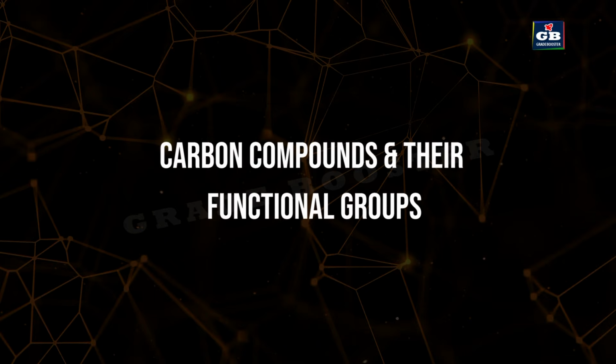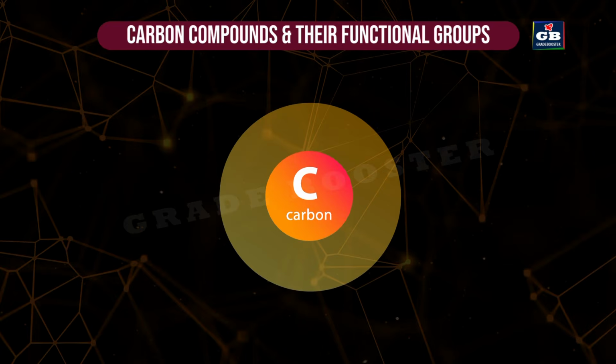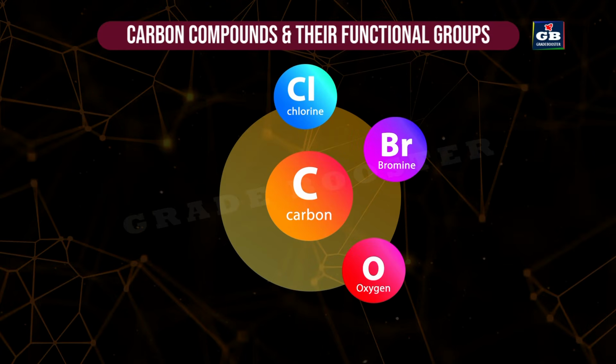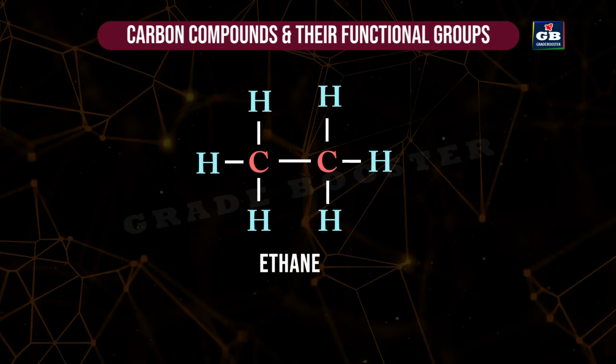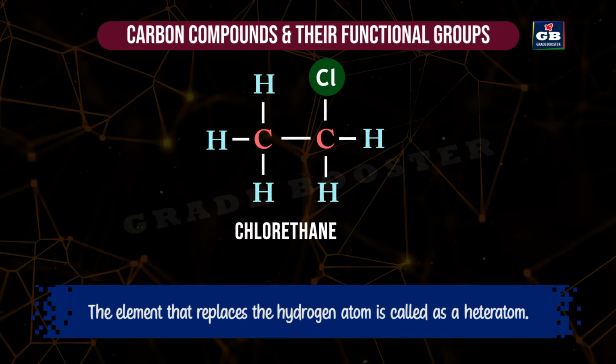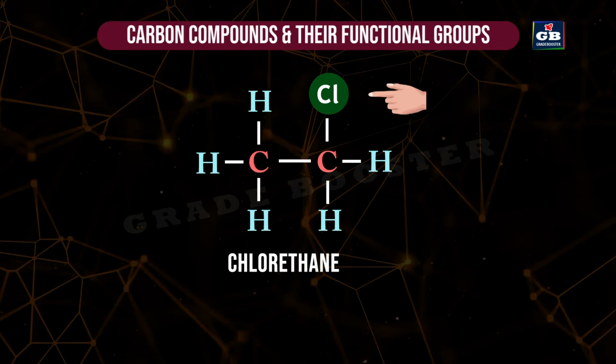Carbon compounds and their functional groups. Carbon can form bonds with other elements like chlorine, bromine, oxygen, nitrogen and sulfur and forms new compounds. New carbon compounds are formed when a hydrogen atom of the hydrogen-carbon chain is replaced by an element. The element that replaces the hydrogen atom is called a heteroatom. For example, here a hydrogen atom of this compound is replaced by a chlorine atom. So here chlorine is the heteroatom.